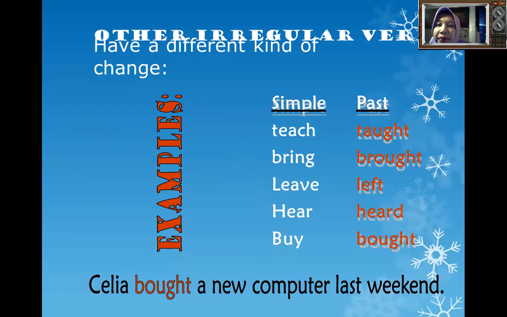Other irregular verbs have a different kind of change. Teach becomes taught. Bring becomes brought. Leave becomes left. Hear becomes heard. Buy becomes bought. Example, Celia bought a new computer last weekend.